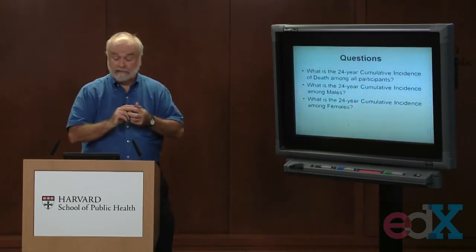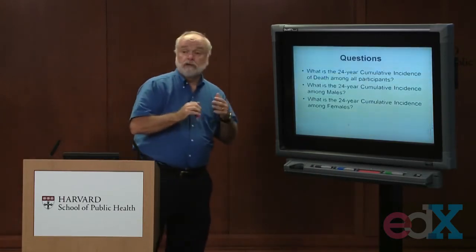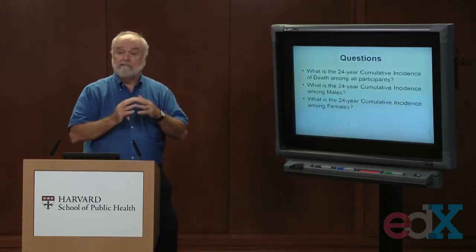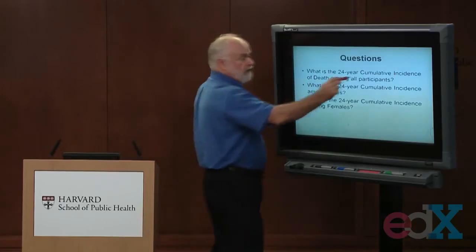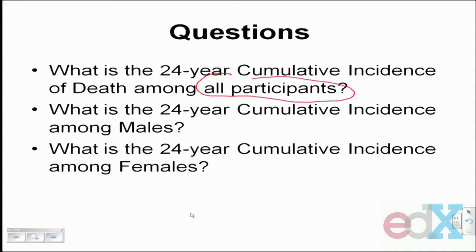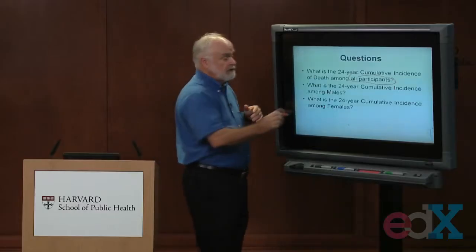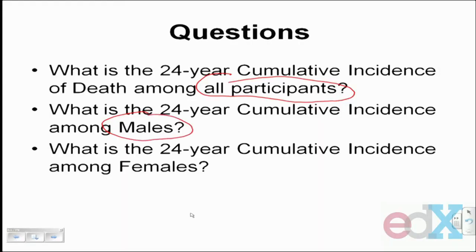Here's the homework I'm asking you to consider. Can you measure the 24-year cumulative incidence of death, the estimated risk of death, among first all 4,434 participants, and then separately just among the men in that table, and finally separately among the women? Do the calculations, and the next time we'll go through the answers.